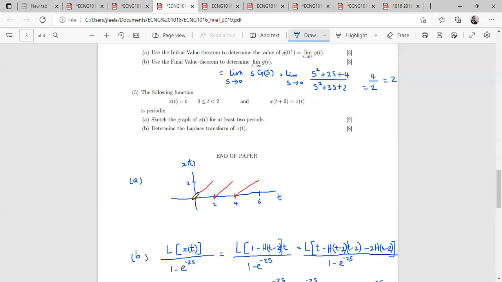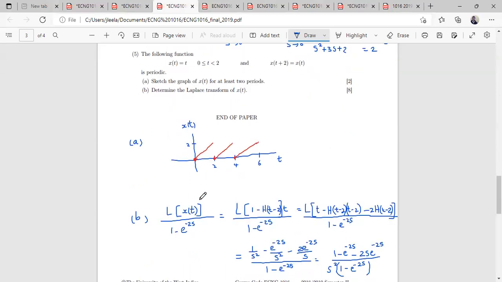So your gradient here is 1, right? So this is 1 period, then you start at 2 and go to 4, another period. You start at 4 and go to 6, another period. So I actually drew 3 periods there, because they say at least 2. And now you want the Laplace transform. The Laplace transform of a periodic function is the Laplace transform of the function over one period divided by 1 minus e to the minus s times the period. In this case your period is 2, so it's 1 minus e to the minus 2s.